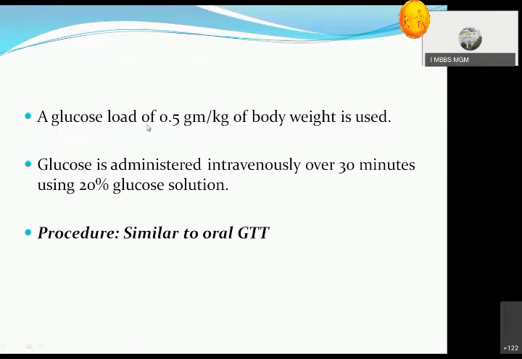A glucose load of 0.5 gram per kg of body weight is used. Glucose is administered intravenously over 30 minutes using 20% glucose solution. And the rest of the procedure for collection of the blood and urine is similar to the oral glucose tolerance test. Before giving the glucose load, we have to collect the fasting blood sample and fasting urine, and after that, half hourly blood sample and urine sample is collected.